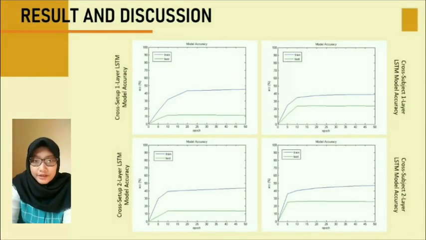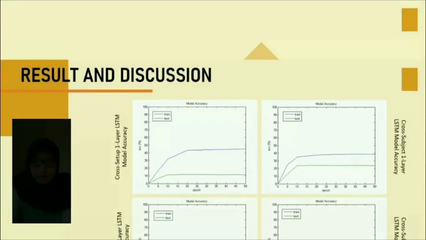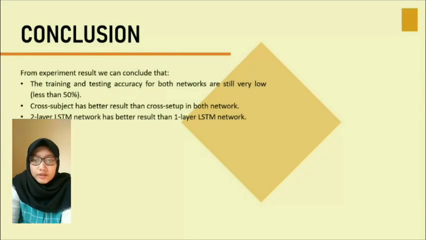For easier understanding, here are the graphs of the results. We can see here that the accuracy is increasing from 0 epochs to 50 epochs, but the testing accuracy is always below the training accuracy. So what we can conclude is that the training and testing accuracy for both networks are still very low, less than 50%, and the cross subject has better results than cross setup in both networks. And the two-layer LSTM network has better results than the one-layer LSTM network.